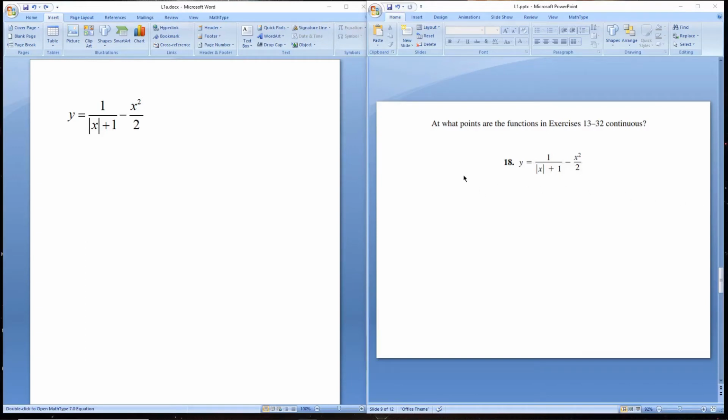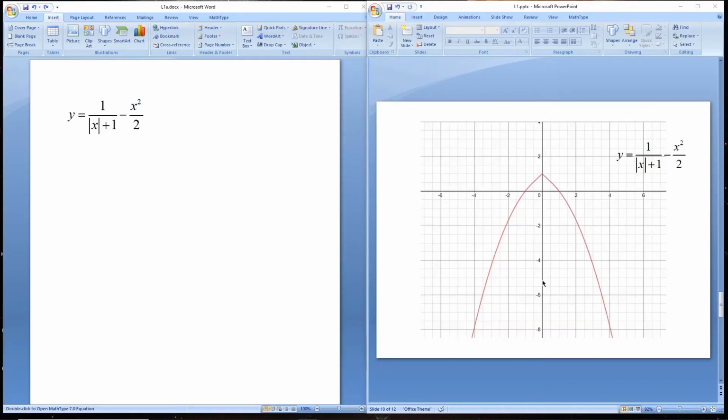So if we pull up the graph of this function, we can see we can draw this function without picking up our pen, and it is everywhere continuous. And so that would be our answer.